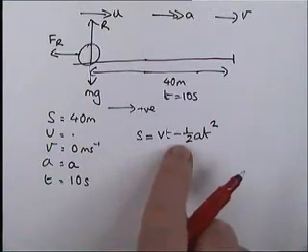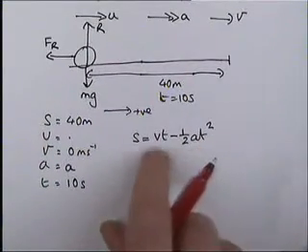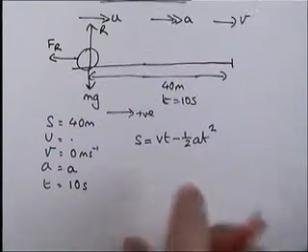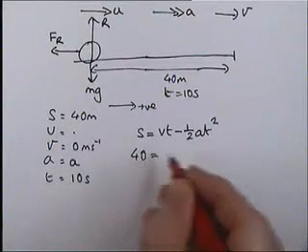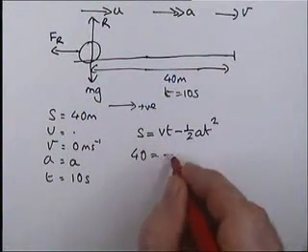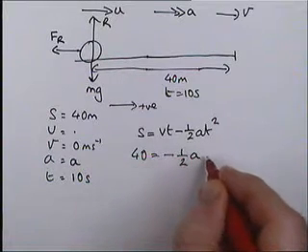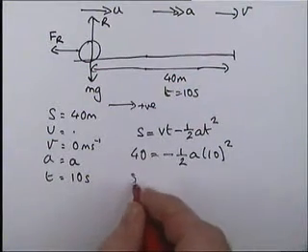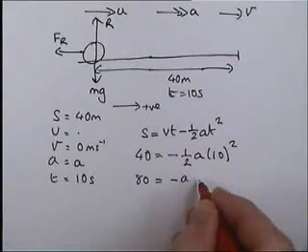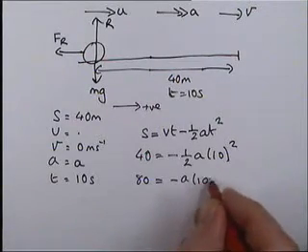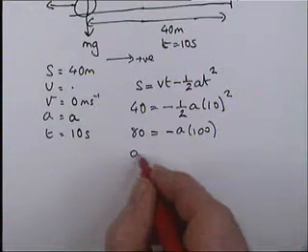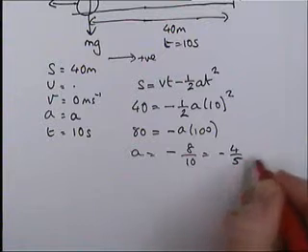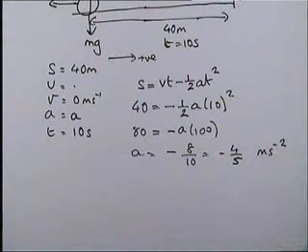S is equal to Vt minus a half At squared. A lot of people use S equals Ut plus a half At squared, but they forget this one. In this case, we know that S is 40 meters, and the final velocity V is 0, so we get minus A equals 10 squared, because the time is 10. So we get 80 equals minus A times 100. So A is minus 8 over 10, or minus 4 over 5 meters per second squared.